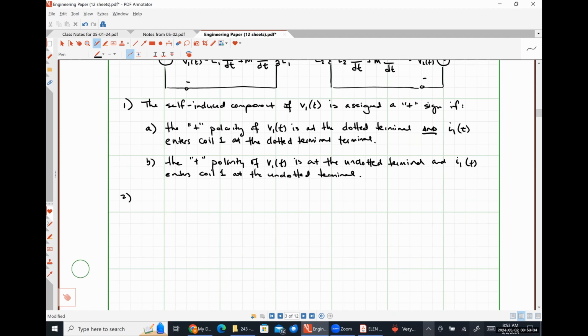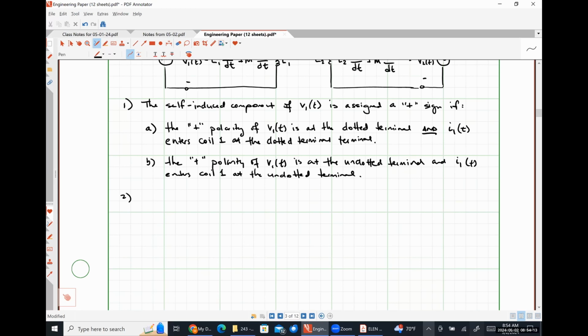I want to be clear here, this is a semantic thing, but voltage doesn't flow. Voltage appears across terminals. So if we put the positive polarity of the terminal at the dotted terminal and the current flows into the dotted terminal, we give it a plus sign. If we put the positive polarity terminal at the undotted terminal and the current flows into the undotted terminal, we also give it a plus sign. If it is mixed, so if the positive polarity terminal of the voltage is at the dotted terminal, but the current is flowing into the undotted terminal, we're going to give it a minus sign.